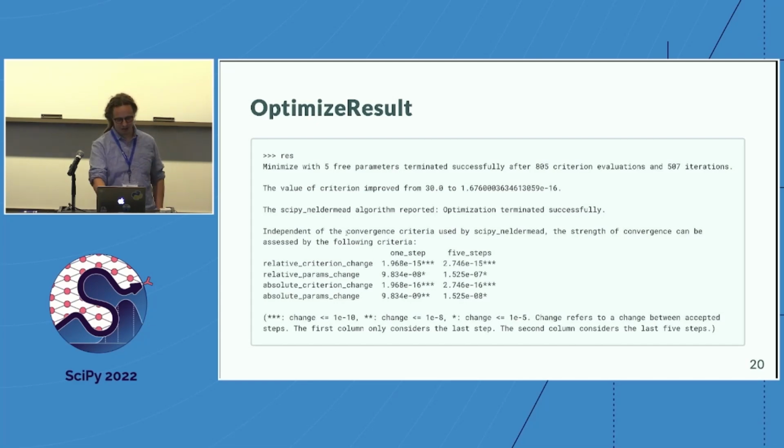There are different kinds of convergence criteria, like has the function changed a lot, have the parameters changed a lot, in relative and absolute terms. It's in general a good sign if you have many stars here, so if all of it tells you that it actually converged. Now, having said that, for very simple problems with gradient-based optimizers, you sometimes need only 2 or 3 iterations. In that case, this is not very informative.